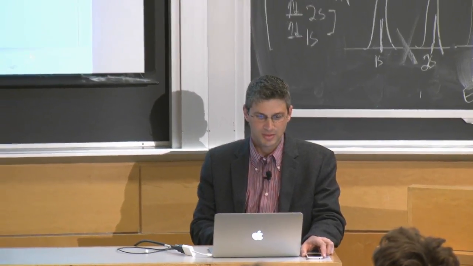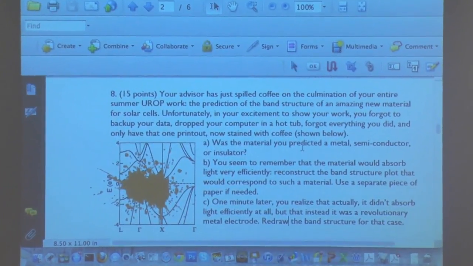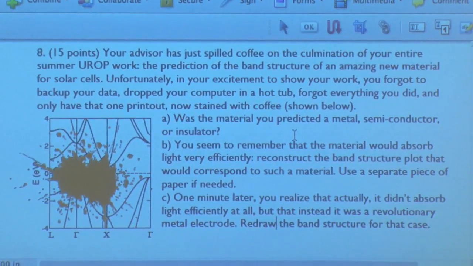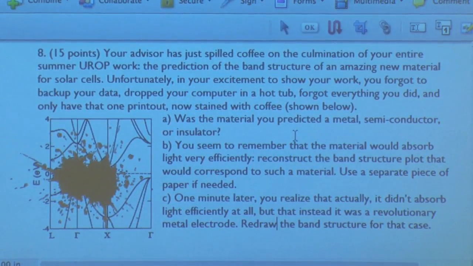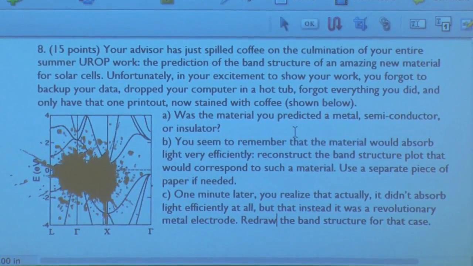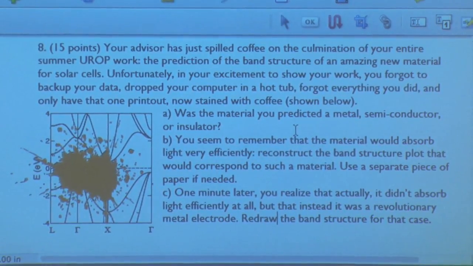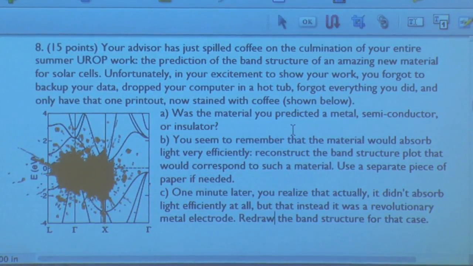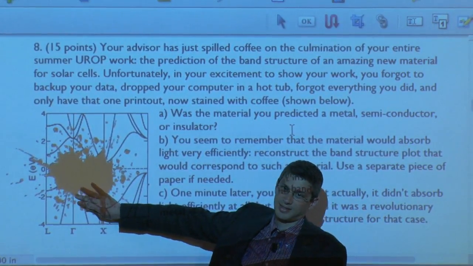Okay, so this was a problem from last year's quiz. Your advisor has just spilled coffee on the culmination of your entire summer UROP work. This is not a true story. The prediction of the band structure of an amazing new material for solar cells. Unfortunately, in your excitement to show your work, you forgot to back up your data. You dropped your computer in a hot tub and you forgot everything you did. So you only have that one printout now, stained with coffee. Can you believe it? This is what you got. Nothing else. Okay?